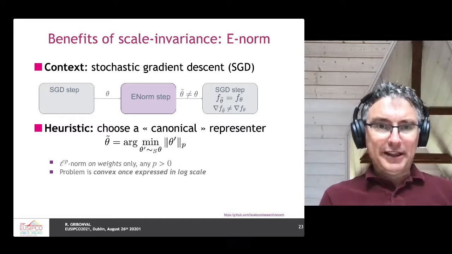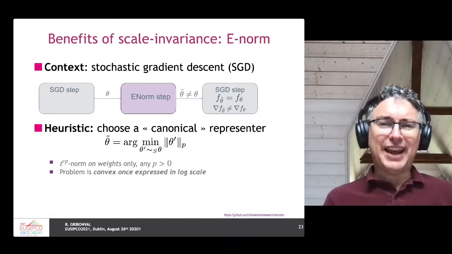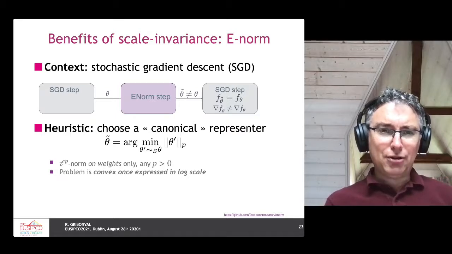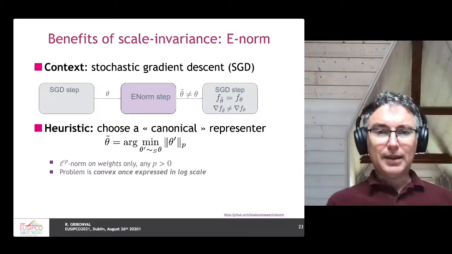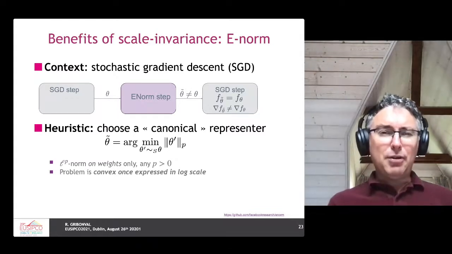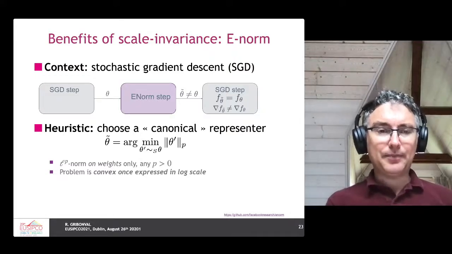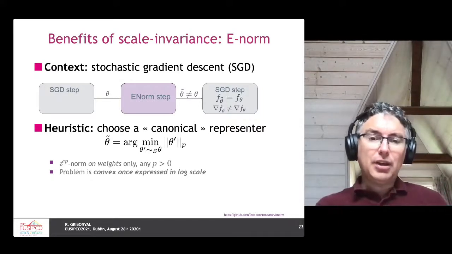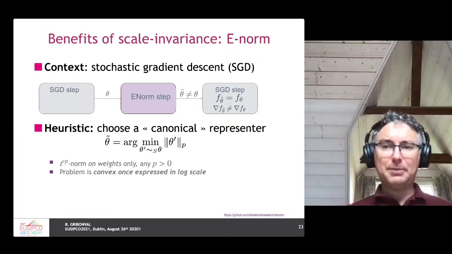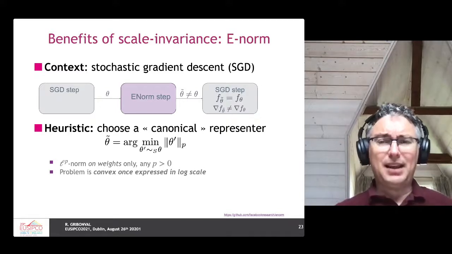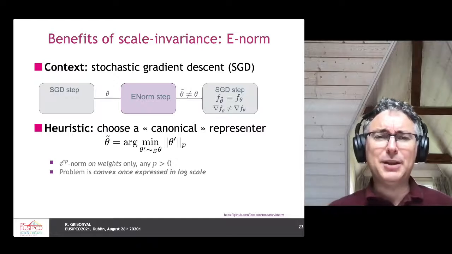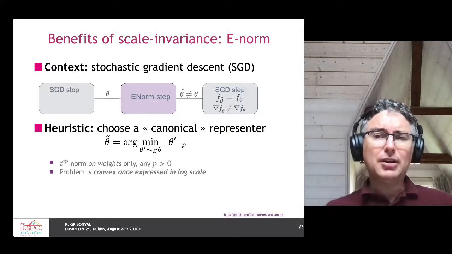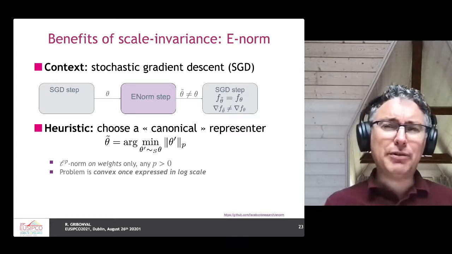The heuristic proposed in this equinormalization step was to choose a sort of canonical representer among the equivalence class. So you have a parameter theta, and now you're looking for theta prime that's scaling equivalent. And here the heuristic was to choose, among these scaling equivalent parameters, one that minimizes some LP norm. This LP norm is defined on the weights, not on the biases. A priori, you can choose any P, and the empirical behavior can be different for different values of P, so be careful here. Traditionally, when we do this type of minimization with P bigger than one, we know it's convex, because it's under a constraint, which is typically linear constraints. But here, the scaling equivalence is not a linear constraint.